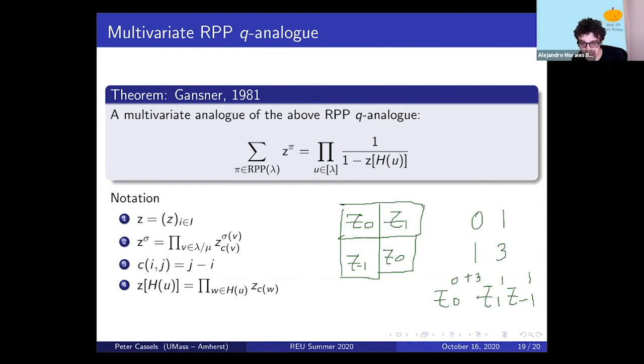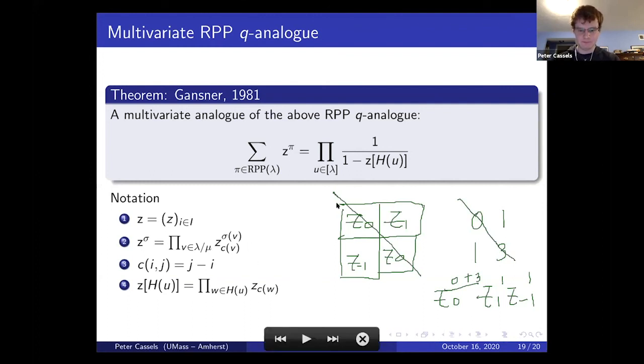So for example, this power would be the trace of the... Yes, what we called the K trace, the trace along the kth diagonal, where K is the content. So it's just the difference of the entries.